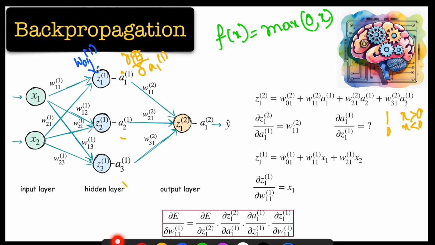Then what is del E del W111? We can just use the chain rule here, right? So W111 is used in this path, so we can calculate the gradients along this path. What is this? Del E del Z12, then del Z12 del A11 here, del A11 del Z11 here, which we calculated, and del Z11 del W111. All this we have calculated, so we can calculate this as well. So this is how, gradually, layer wise, we calculate these gradients.